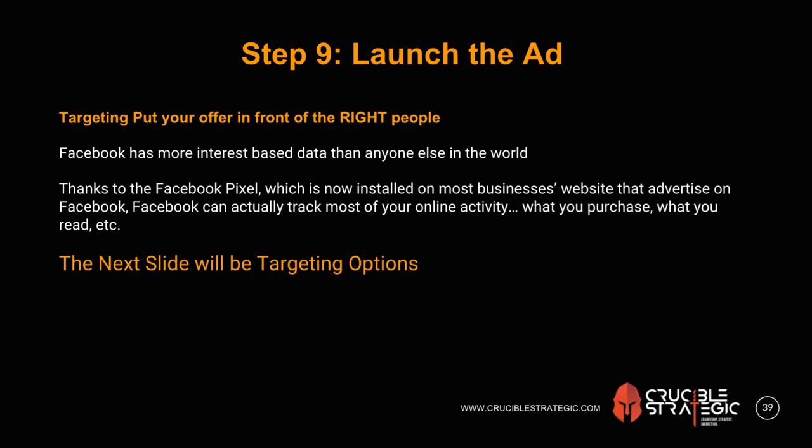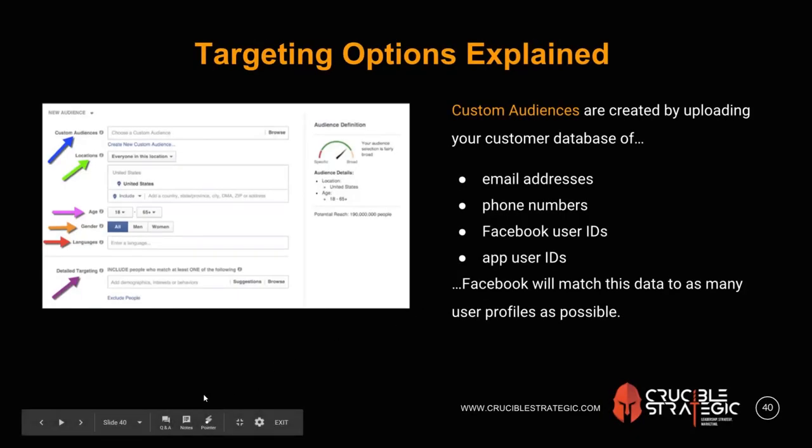All right. So the next slide, I'm going to go over the targeting options. Targeting options explained. This is the page you're going to see whenever you're trying to do your ad. So you're going to see custom audiences. Those are just audiences that you upload by adding a database. Like, let's say you have a big email list. You can upload a list of emails, and then it's going to create an audience based on those emails.